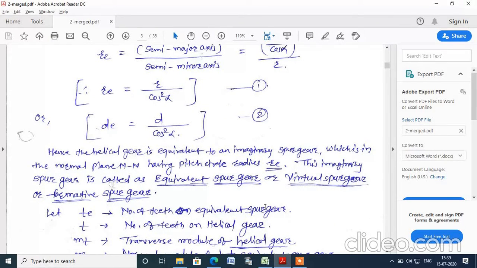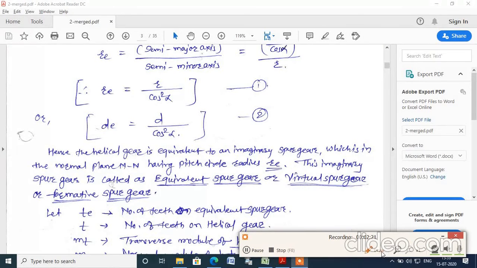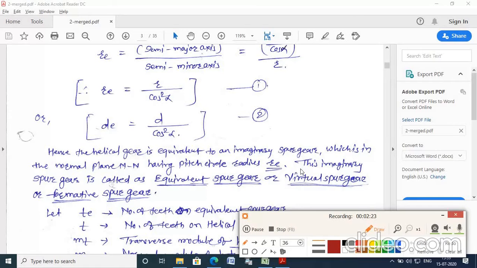Hence, the helical gear is equivalent to an imaginary spur gear, which is in the normal plane NN and having pitch circle radius RE, shown here. So this imaginary spur gear is called the equivalent spur gear, or it is also known as the virtual spur gear or formative spur gear.